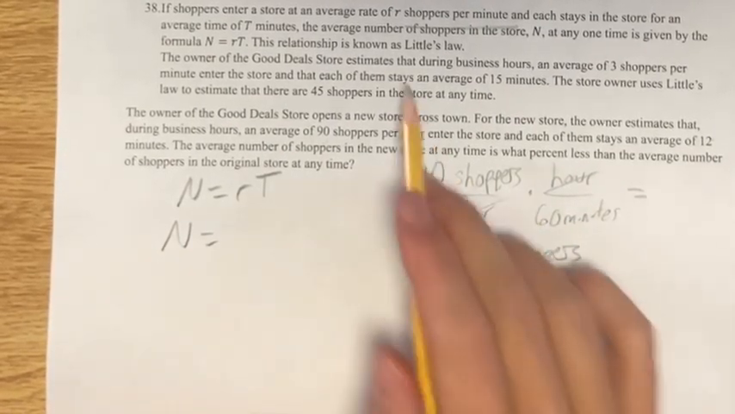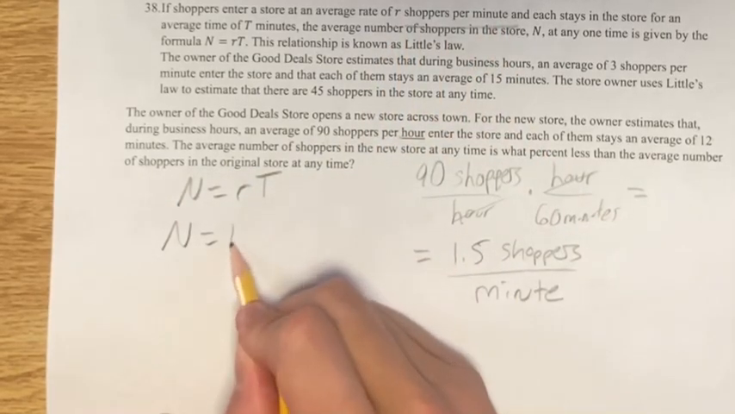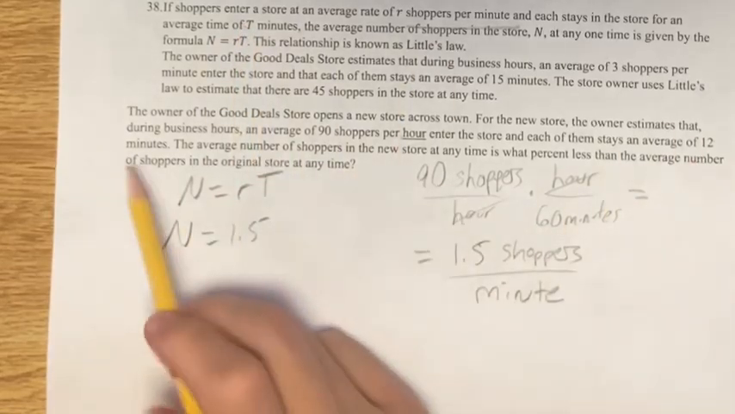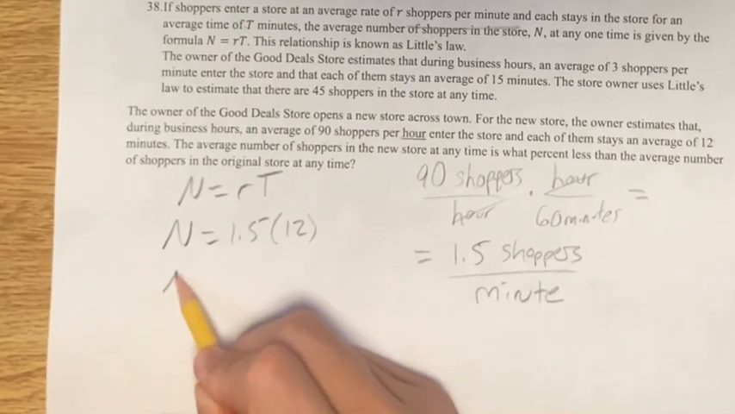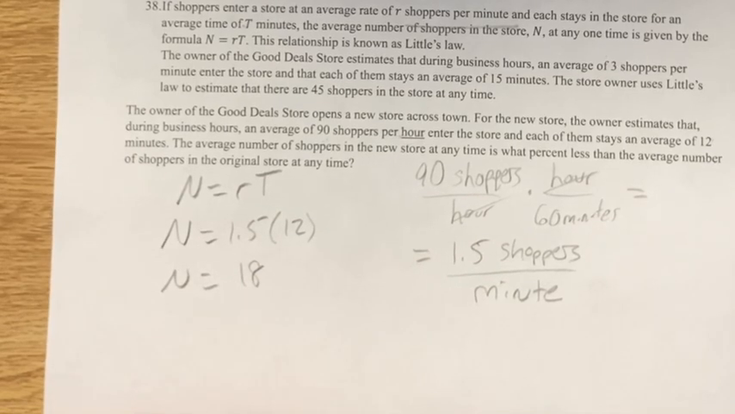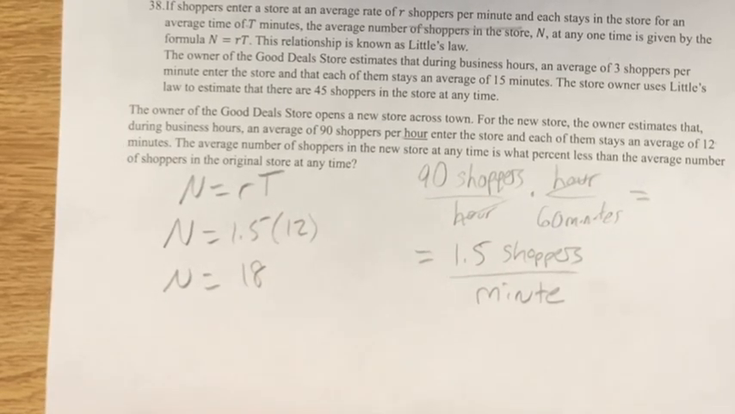Our R is the shoppers per minute, which we know is 1.5, and the average time, which is T, is 12 minutes. So we have 1.5 times 12. If you multiply these out, you get 18. So there's 18 shoppers in the store at any one time, and we're asked what percent less is this than the average in the original store.